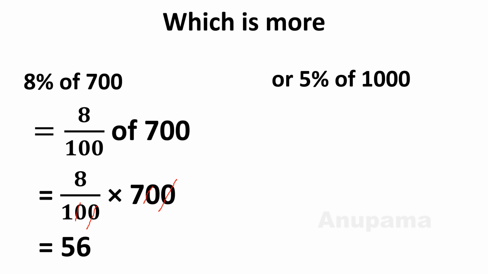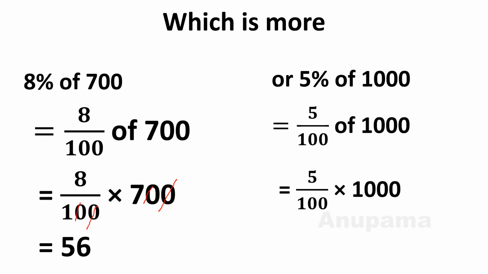Now let us solve this part. 5% of 1000. 5% can be written as 5 by 100 of 1000. Now instead of "of" we will put the sign of multiplication, and again these two zeros will be cancelled. So what will it be? 50. So which is more, 56 or 50? Yes, 56 is greater than 50. It means 8% of 700 is more than 5% of 1000.